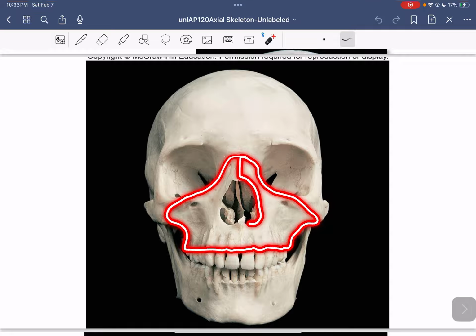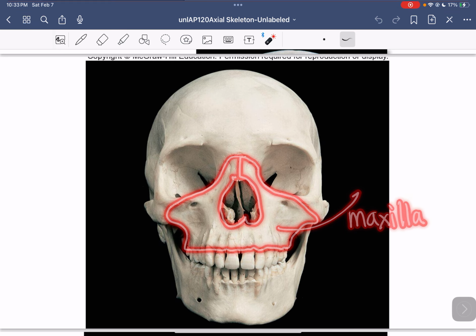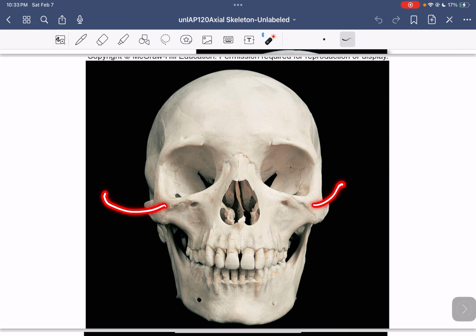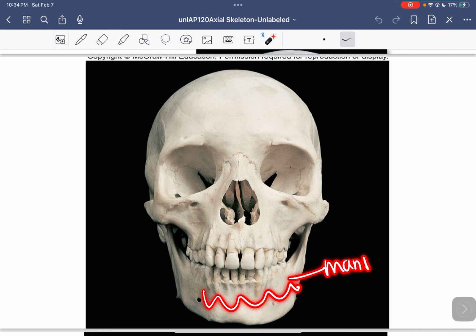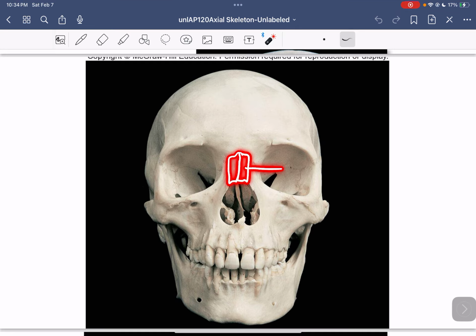So you can see this one would be our maxilla. Here's our maxilla. And then we have our cheekbones on either side, which are our zygomatic bones. We can see that this entire bone here is our mandible, which holds our lower teeth. And then we have our teeny tiny little nasal bones right here. We have two of them.